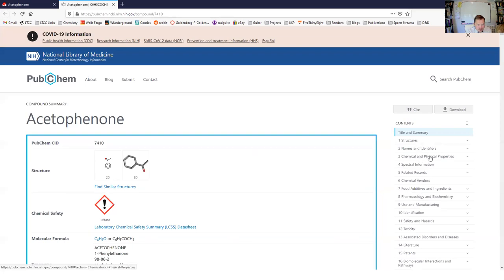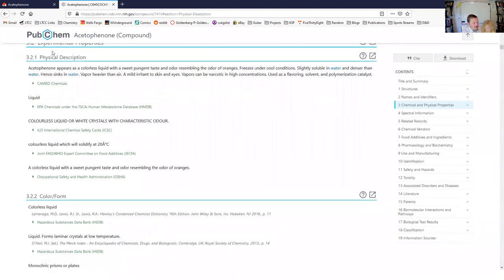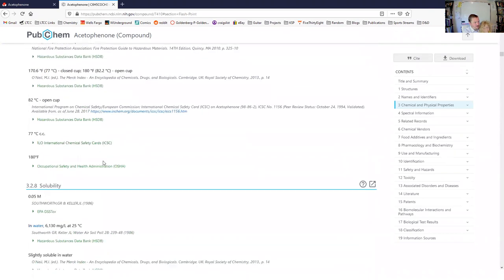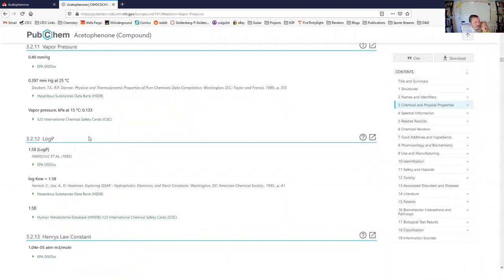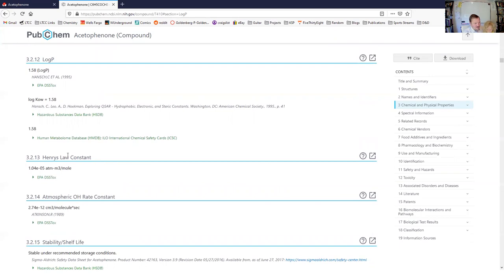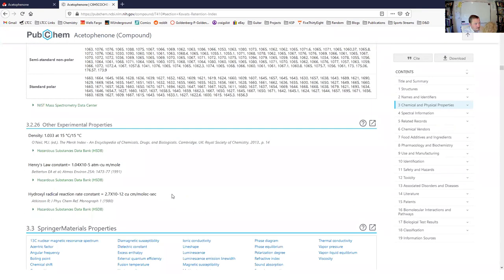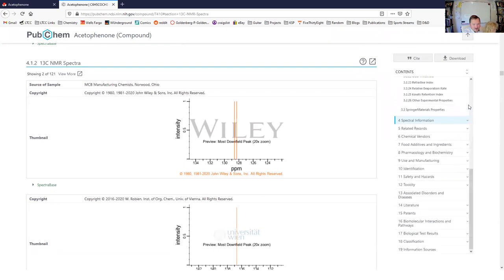So we check chemical and physical properties, and we don't usually want any computed properties at this point. You scroll down, your first things you'll see will usually be physical descriptions, including what color is it, what does it smell like, boiling point, melting point, flash point, solubility. Log P is not pKa. Log P actually has to do with how soluble it is in various solvents. And when in doubt, when you can't find something here, we go to good old Wikipedia.